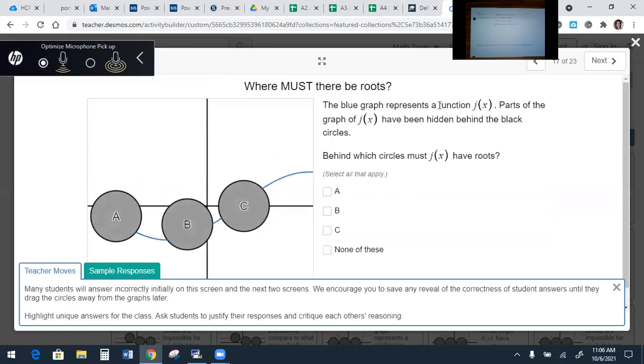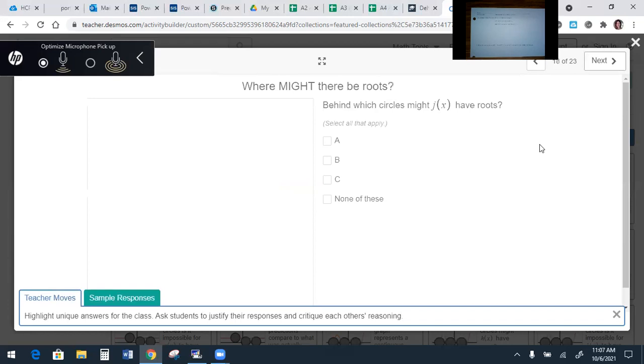All right, the blue graph represents a function. Any thoughts or comments on that? Yeah, but what did all the other ones say? Represents a continuous function. This one doesn't say that it's continuous, so you're not sure if there's continuity. All right, behind which circles must there be a root? Like there has to be one. Would there have to be one if the function's not continuous though? Like what if there's a gap? Yeah, and you can't guarantee it unless you're told that the function is continuous. That's crucial. You have to have that.